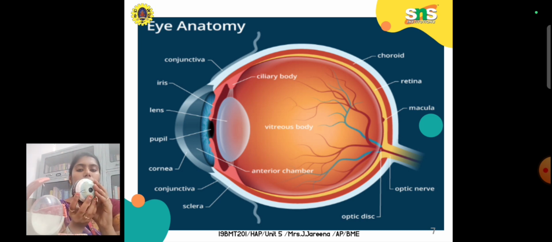The second layer is what? It's the choroid. The choroid is the second layer. This particular layer seems brownish in color. The reason is that it contains deeply seated blood vessels. That is the reason this second layer seems brownish in color.